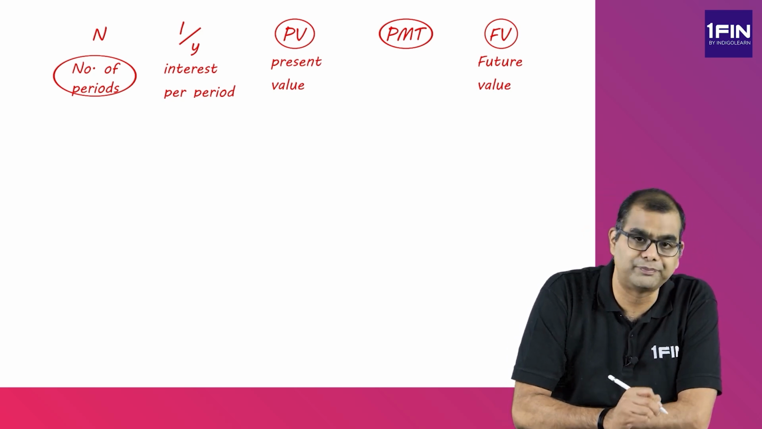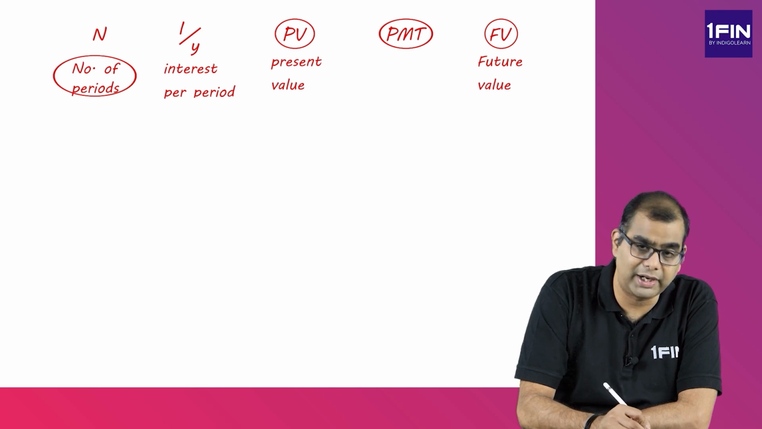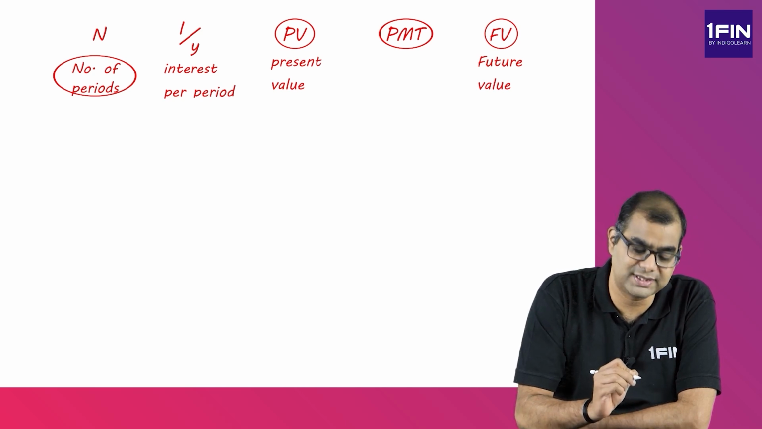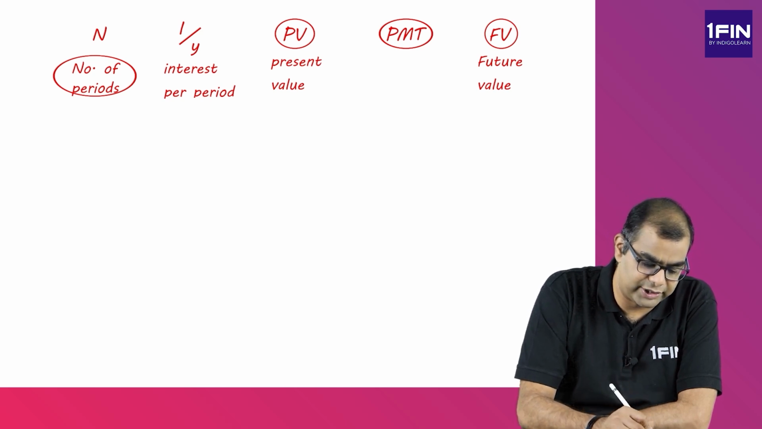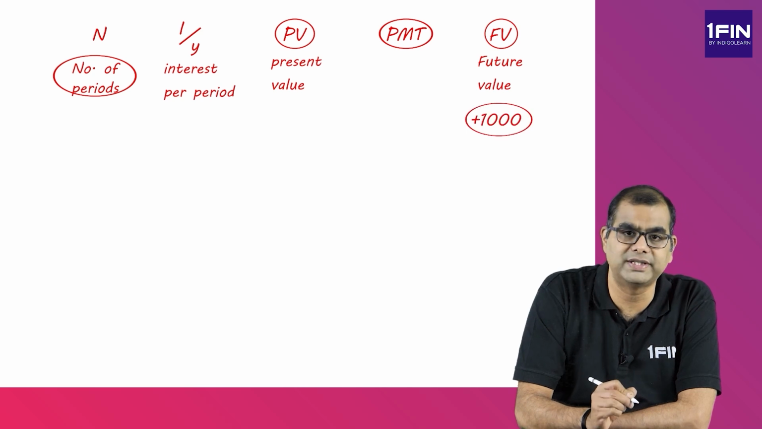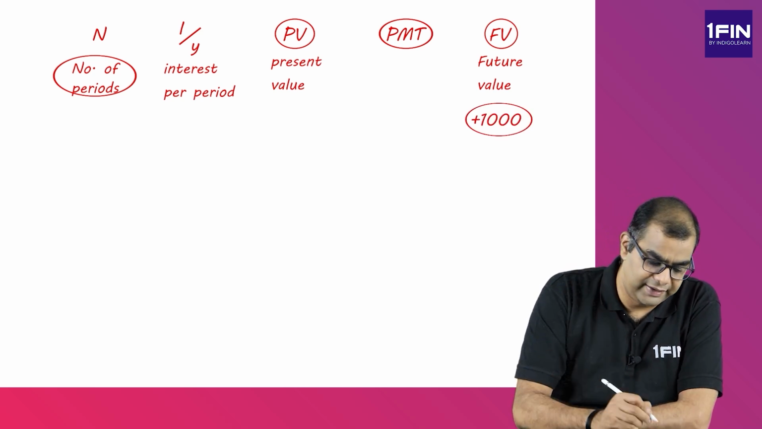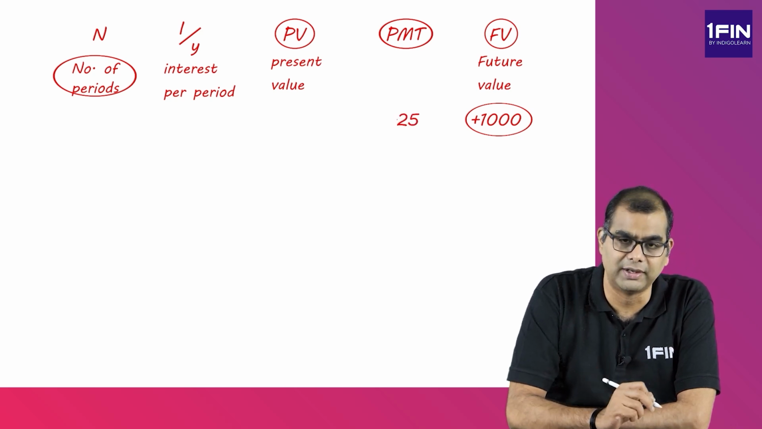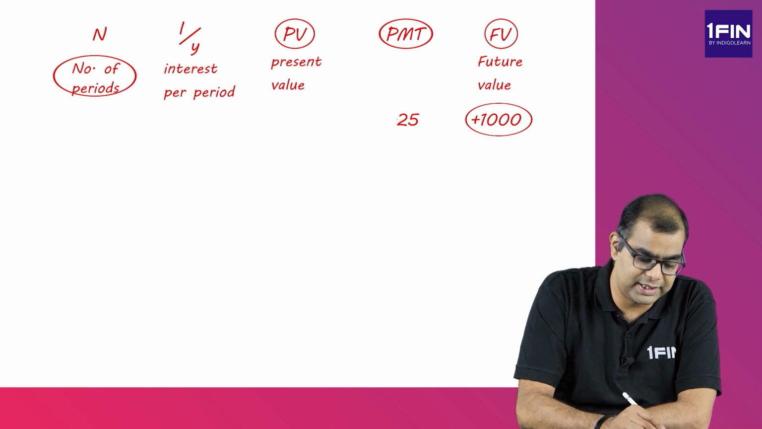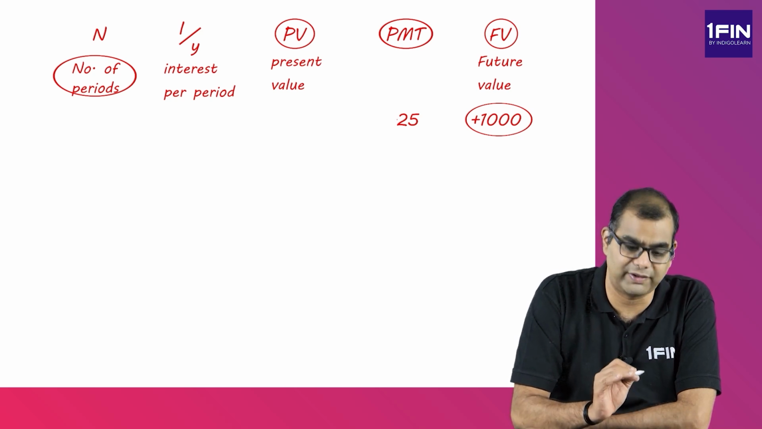Let us say there is a bond. And please note you have to be very clear of the sign. So let us say you are an investor, you are going to get 1,000 rupees, which is the face value of the bond, on the date of maturity of the bond. Every period you are going to get, let us say, 25 rupees. 25 rupees is the coupon per period. Okay, PMT is per period. Per period you are going to get 25 rupees.